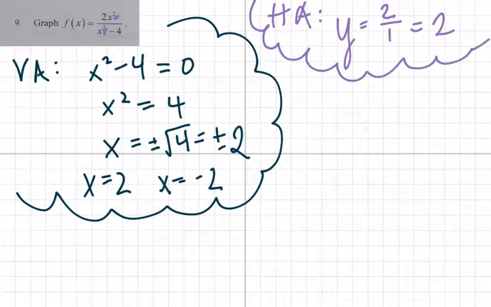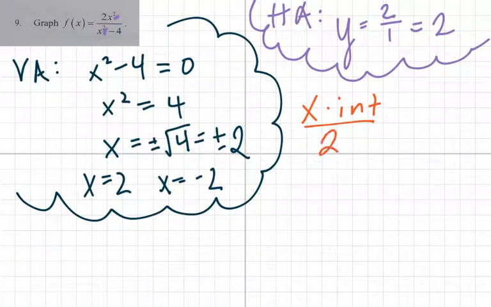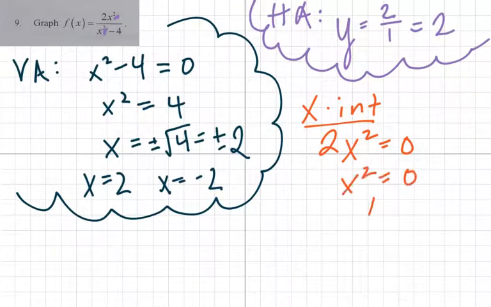Next, we are going to figure out our x-intercepts. In order to do that, we take our numerator and set it equal to 0. If I divide both sides by 2, I still get x squared equals 0. So x is equal to the square root of 0, which is just 0. So our x-intercept is 0. Okay, that also is going to mean something about our y-intercept, but I'll make sure that we see that and how that happens.